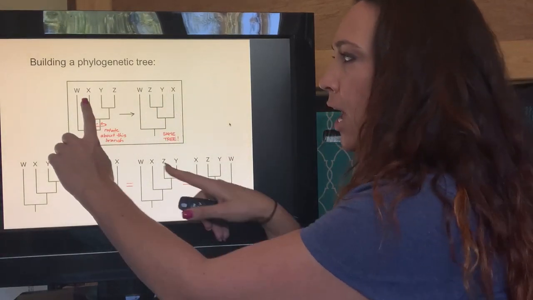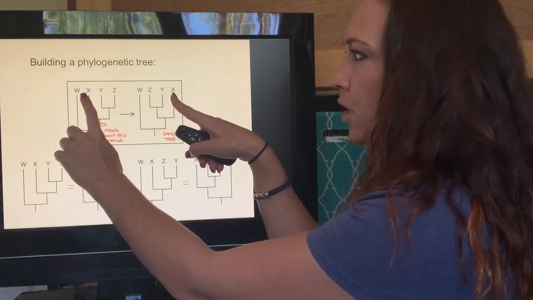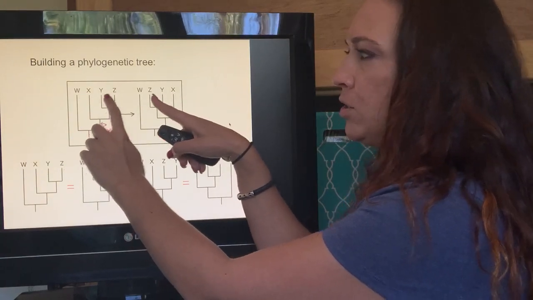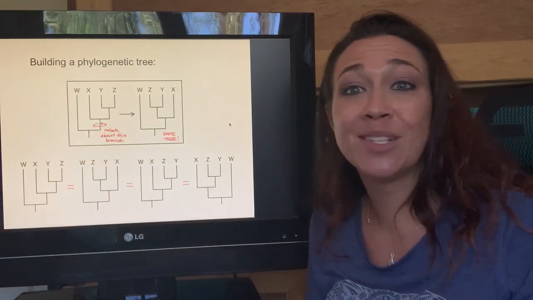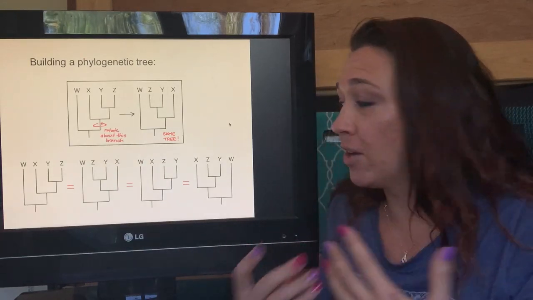But what's the difference? X is on an outgroup on its own, okay? Z and Y are closely related. What if I switch just Z and Y around? Doesn't matter. So again, it does not matter exactly how you put it.